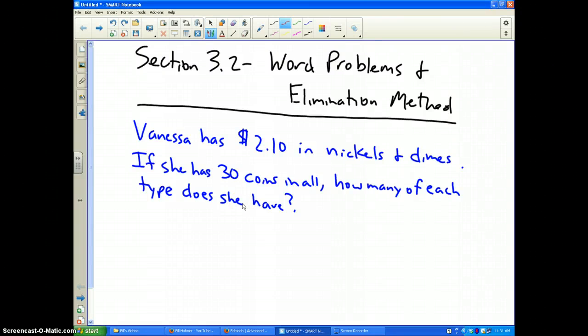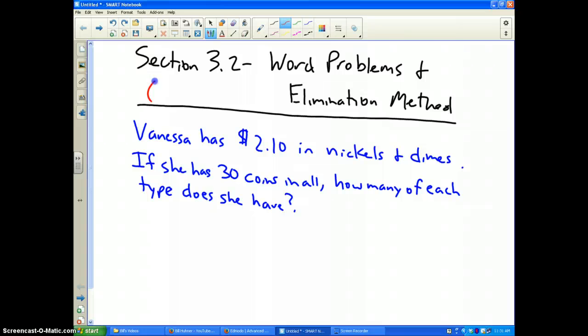The last part of section 3.2 in the elimination method is applying it to word problems. If you'd like to pause the video, I'm going to do one word problem for you. Vanessa has $2.10 in nickels and dimes. If she has 30 coins in all, how much of each type does she have?